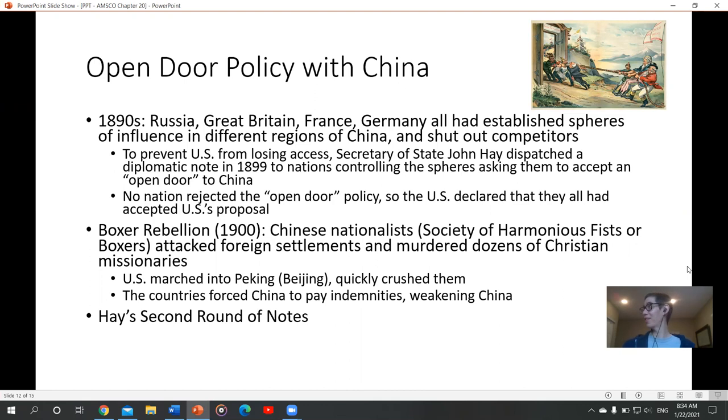No nation rejected it, and so the U.S. said, okay, since no one said no, that must mean yes. And so the U.S. declared that all European countries had accepted, and the U.S. began to follow this open door policy. Open door policy, again, means the U.S. can freely trade in all parts of China.